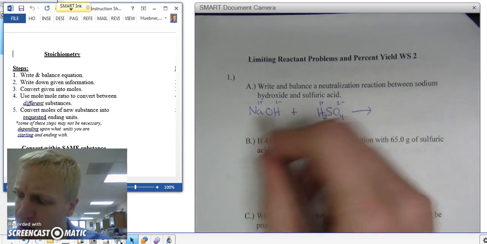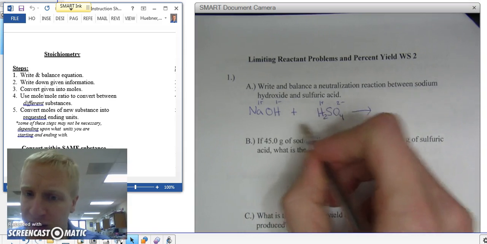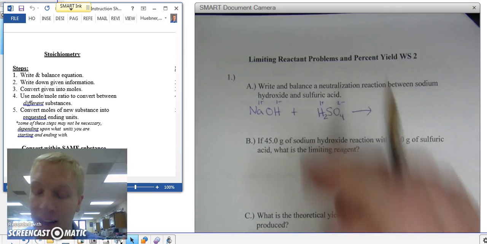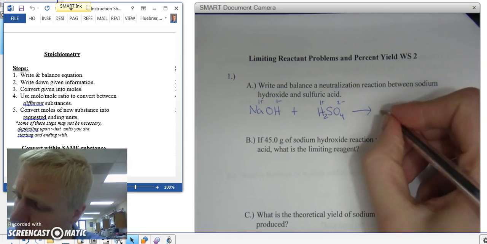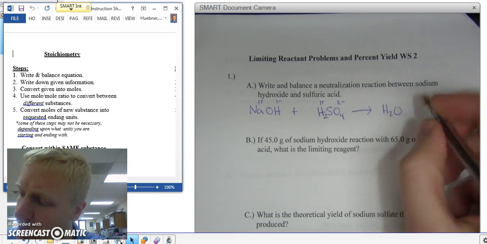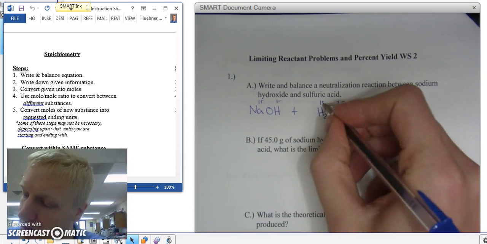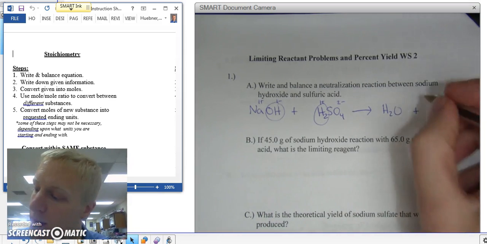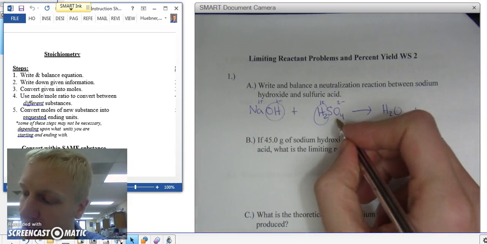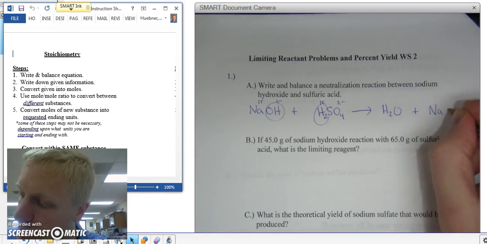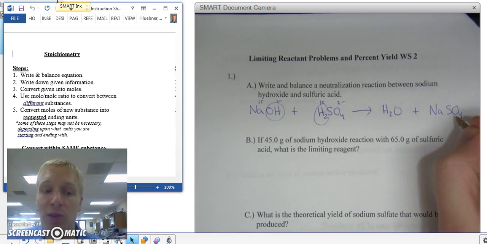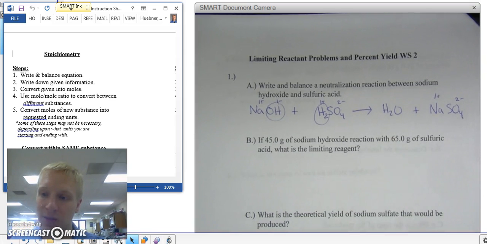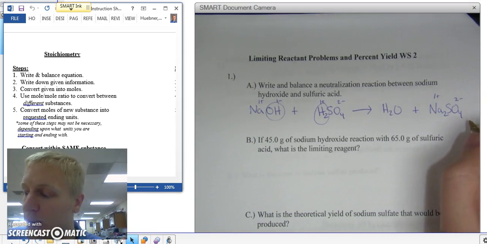Alright, and with a neutralization reaction, I know it's neutralization because I've got an acid and a base, or you could call it a double replacement reaction where the H and the Na switch spots. It's going to give me H2O plus, so the H of my acid and the OH of my base form the H2O, plus whatever's left over, NaSO4. SO4 is 2 minus, and sodium is 1 plus. We crisscross it. We get Na2SO4.